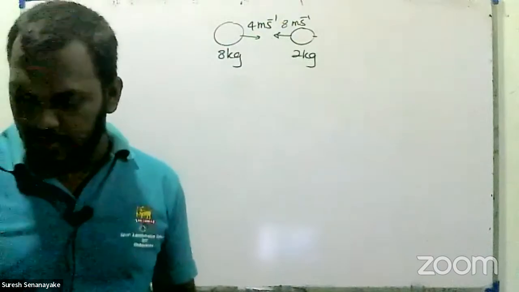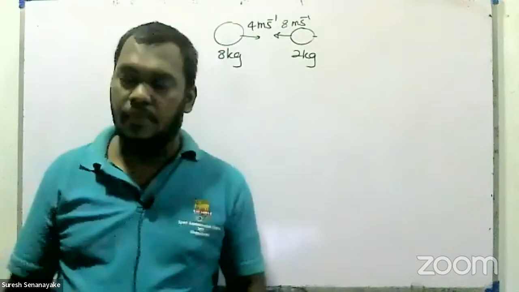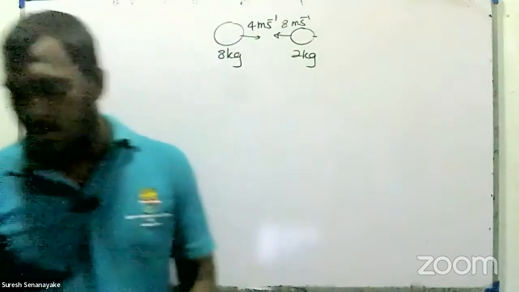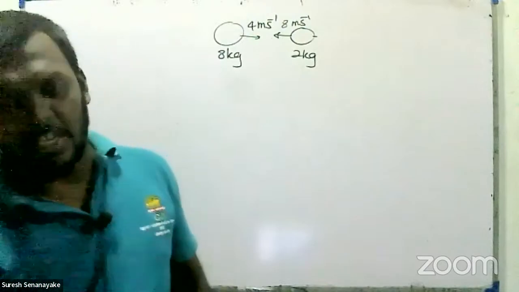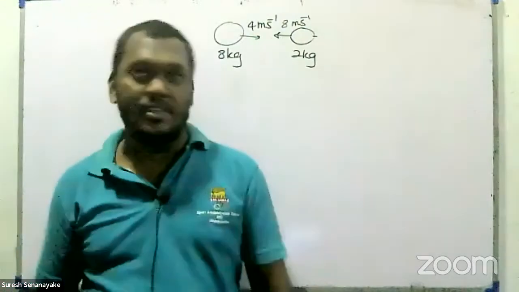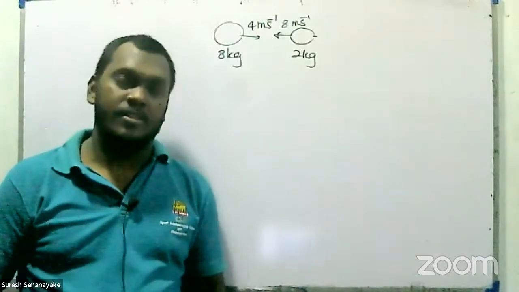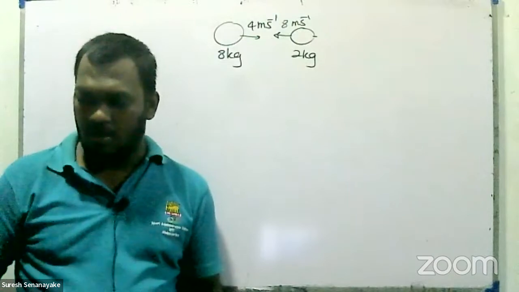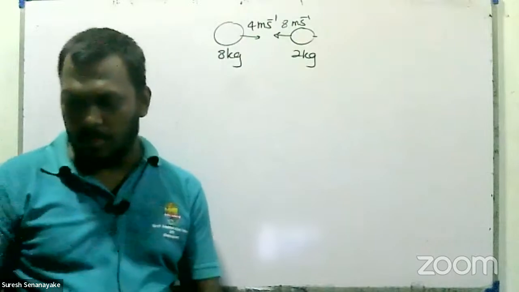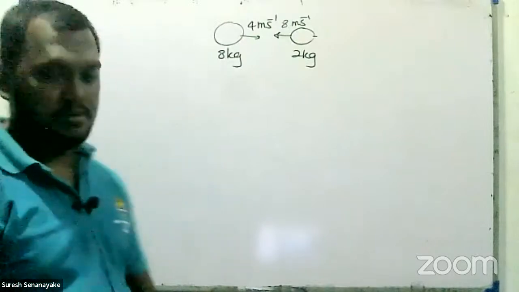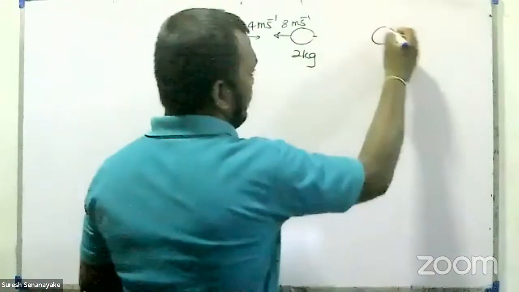If the collision is perfectly elastic, we call it elastic, right? The collision is elastic. What are the velocities of the balls after the collision?